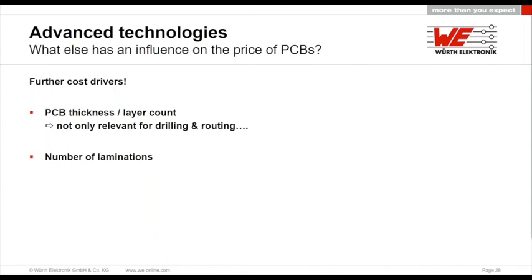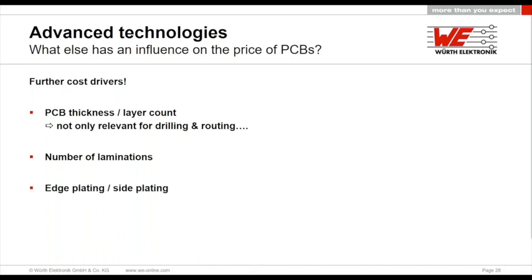The number of laminations, I've already talked about that one a little, but if you need sequential build-ups, 2 laminations, 3, 4, 5 laminations could be possible. This increases cost because you always have to run through the pressing department. It always takes several hours to press such a build-up, and this is being summed up in the overall cost.